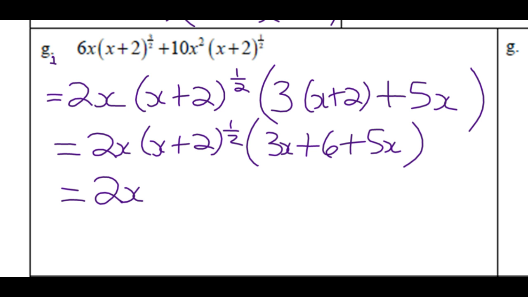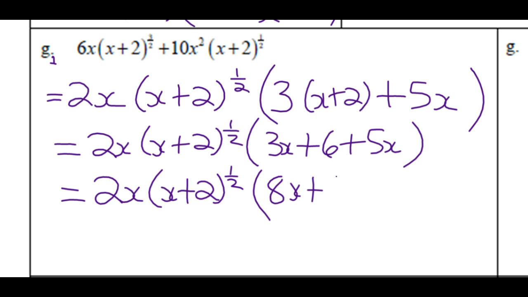So common factor stays the same. There's nothing that's changed out here. It's x plus 2 to the 1/2. And then in here we've got what? 8x plus 6. Are we done?